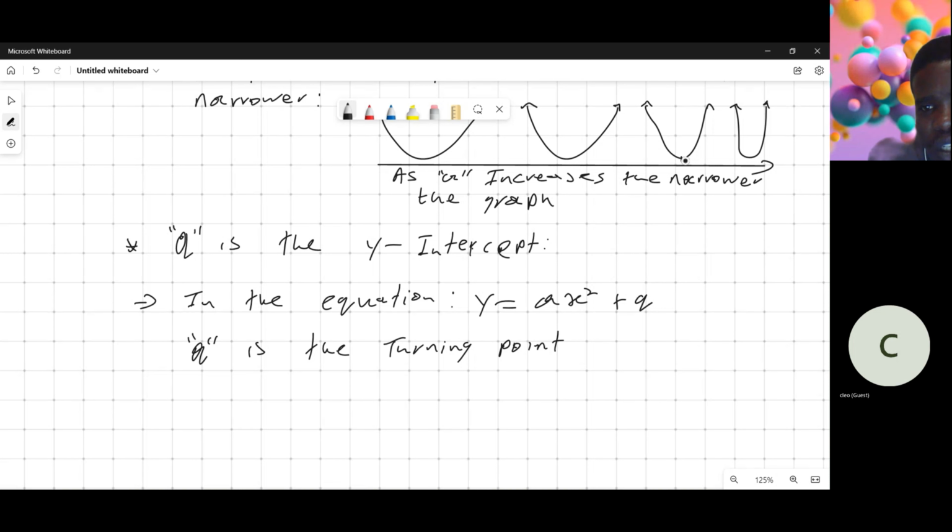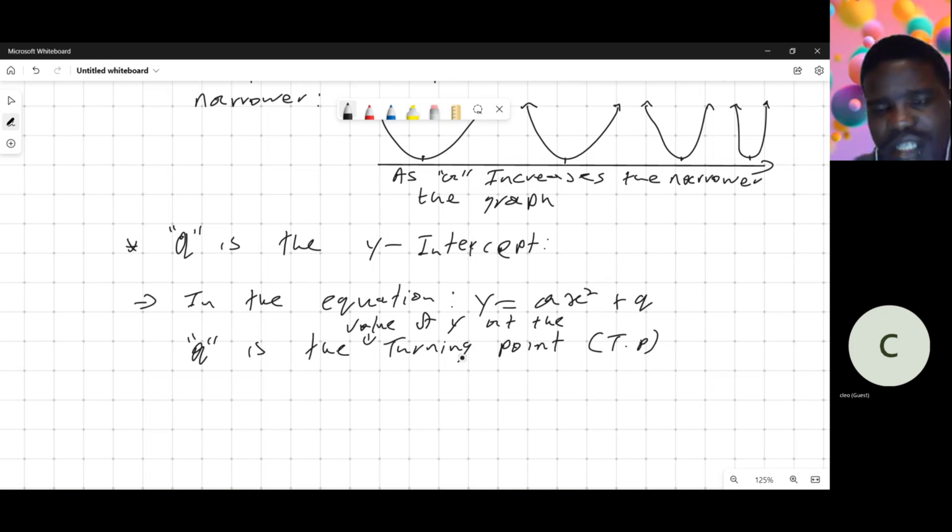As you can see, we have a turning point here. We have a turning point there, we have a turning point there. So the value of y at the turning point will be determined by q. Oh, another thing is that, no, not q. Q is the value of y at the turning point, usually abbreviated as TP. Q is not necessarily the turning point itself, but is the value of y at the turning point.